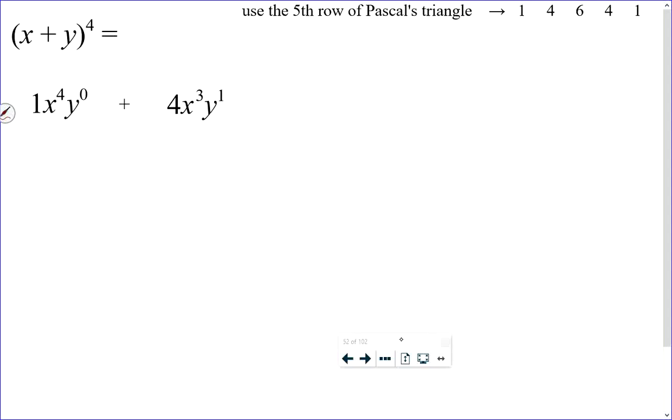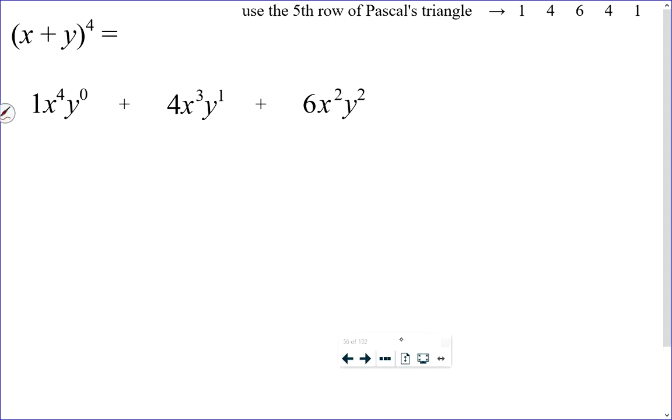Because if I ask you about x plus y to the 11, and you want to use Pascal's triangle, guess what? You've got to complete 12 rows of Pascal's triangle to find out those numbers. We don't want to have to do that. Plus, the next coefficient of that row is 6. And we're going to have one less x and one more y.